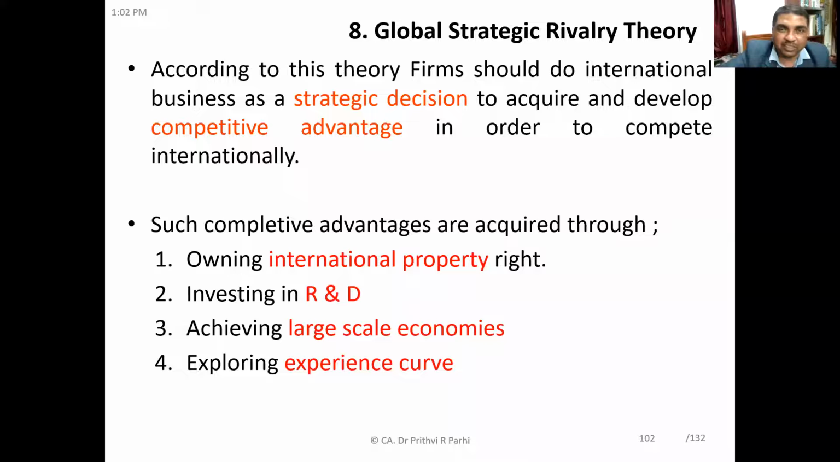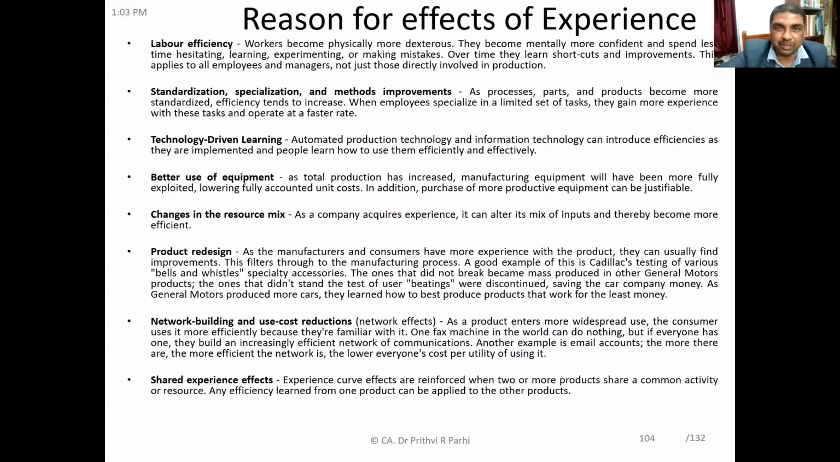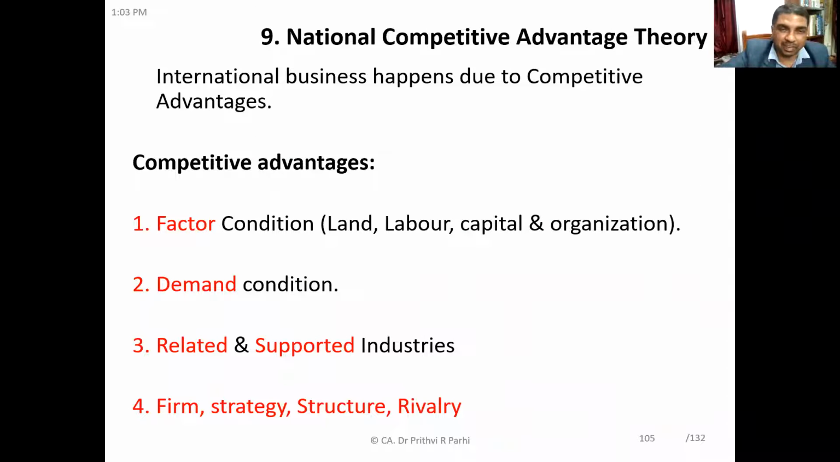Then the global strategic rivalry theory suggests that international trade may happen because of a strategic decision to acquire or to develop some competitive advantages. So a firm may, as a strategy, decide to participate in international trade. The national competitive advantage theory suggested that international trade may happen due to some competitive advantages. Since some countries might have competitive advantages over other countries, they may produce and export some goods and services.